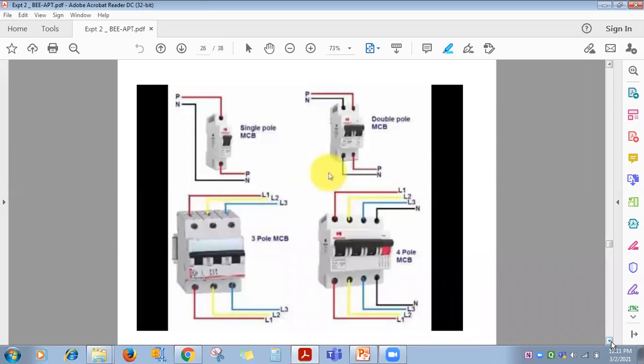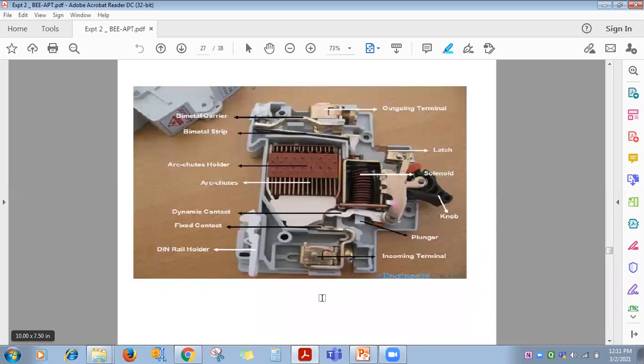Inside it, when you open it, you will find a construction like this. For this you will find, see, this one is the bimetallic strip.